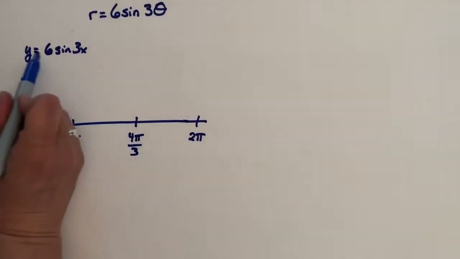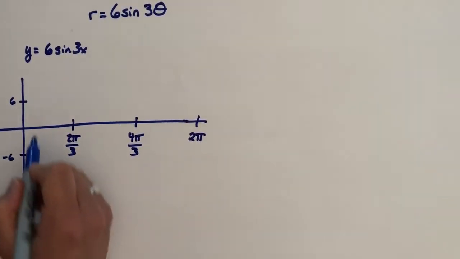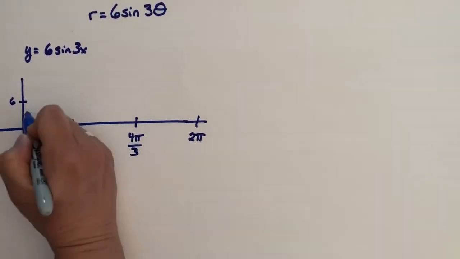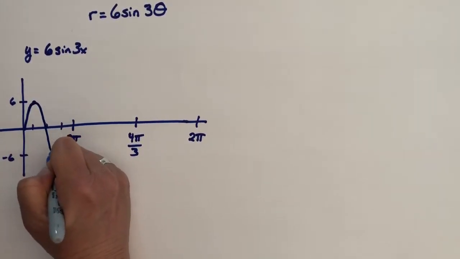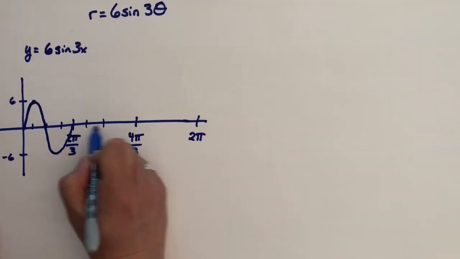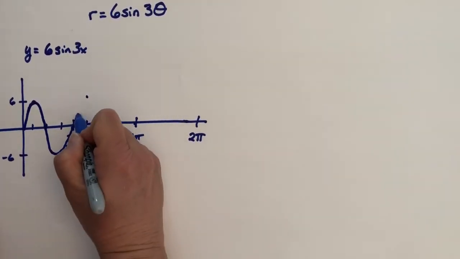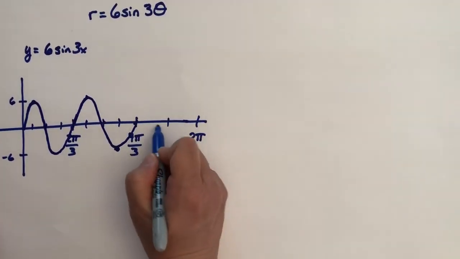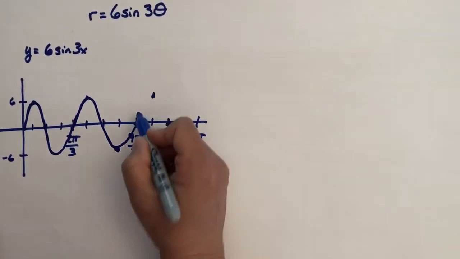So let's graph. Notice our amplitude is 6, up to 6, down to negative 6. We'll go up and back down. Here's one cycle. And let's see, we'll cut this in quarters. Here's our next cycle. Oop, didn't look very good. Let's do another one. We'll go up to 6 and down to negative 6.